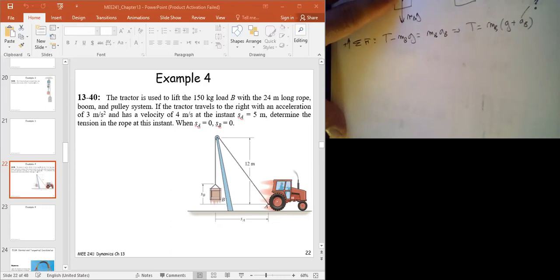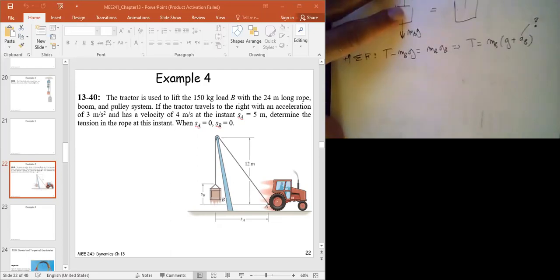T is also equal to, from the body diagram of the block, T is equal to MBG plus AB. And we have the vertical length, which is 12. We can find the angle between T and the horizontal, and we can find the relation between it and A. It's here cosine of this angle, equal to AB.